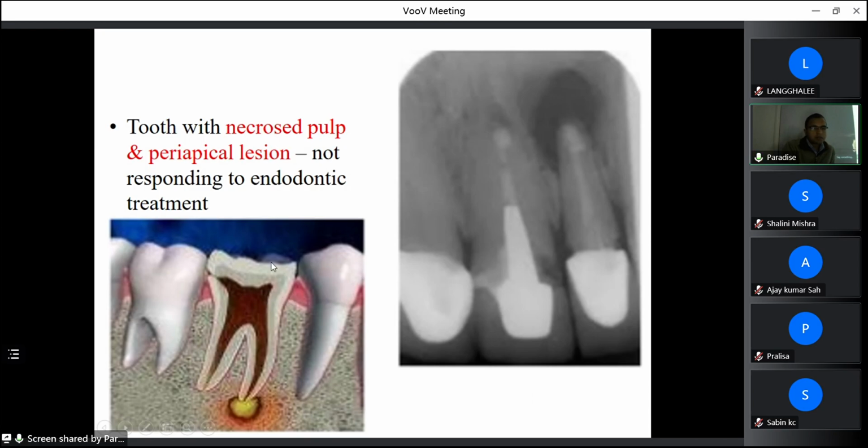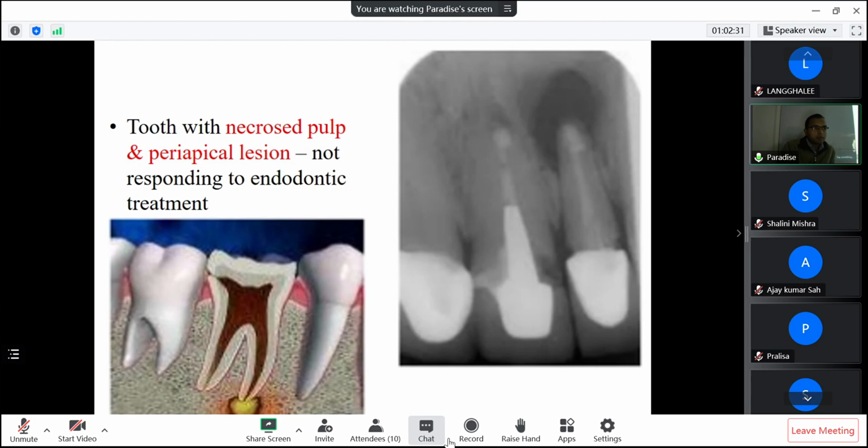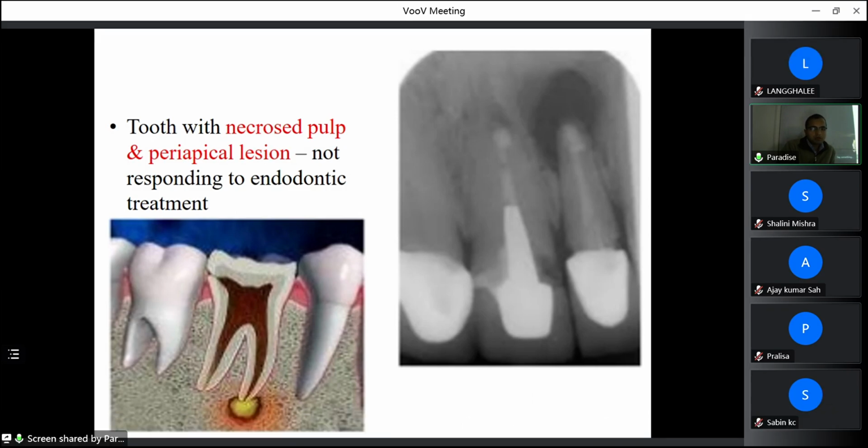If the tooth is not salvageable even with endodontic treatment, then again you have to extract the tooth. If there is bone loss, if the tooth is mobile, or if the patient doesn't want endodontic treatment, then the option is extraction.